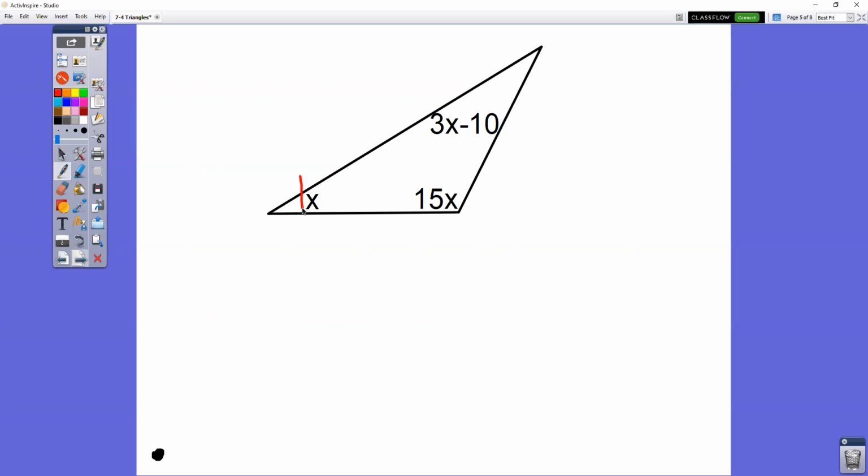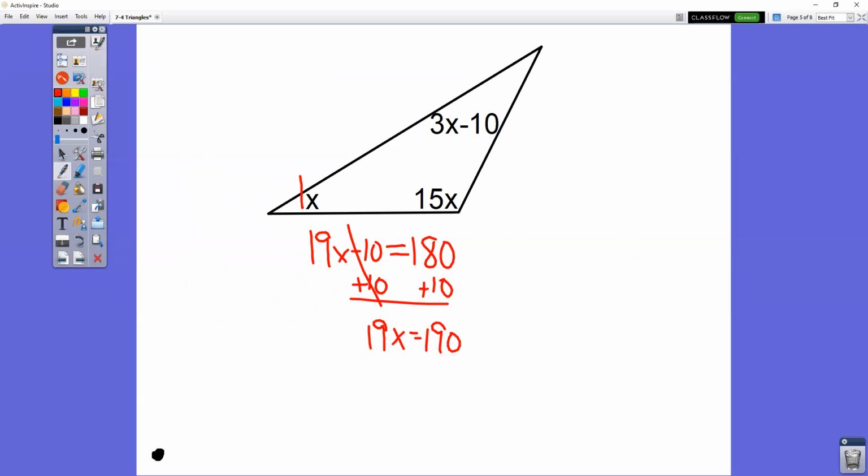There is really a 1 in front of this x. I know that my equation equals 180, so I'm going to put equals 180 right away. 1x plus 15x plus 3x gives me 19x. Then we just have a minus 10. So there's my equation. Plus 10 and plus 10 to get the 19x all by itself. So 19x equals 190. Divide by 19, divide by 19, x equals 10.